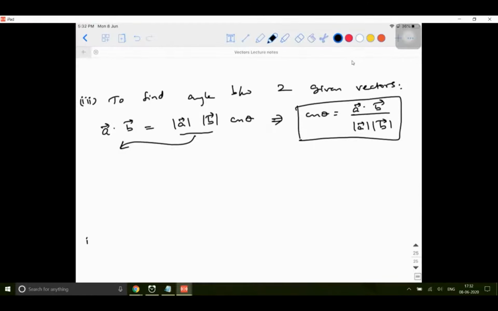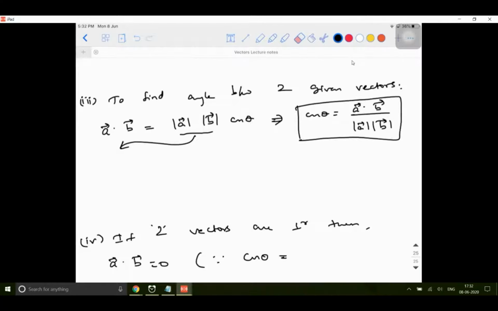The next point is, if two vectors are perpendicular, then A vector dot B vector is 0 since cos theta is equal to 0. To find the angle between two vectors, this is the formula that we are going to use.